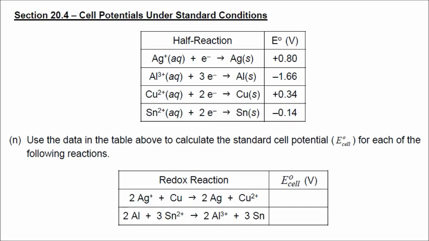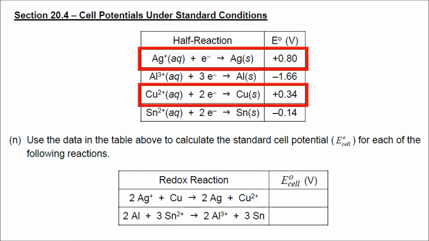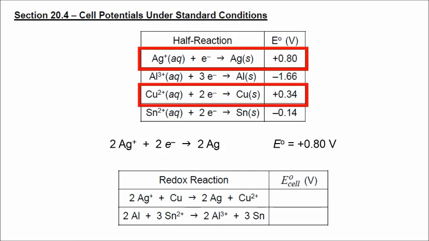Now we're going to have to flip one of these half reactions around, since you can't have 2 oxidations and you can't have 2 reductions. So one of these is going to have to get flipped to turn it from a reduction to an oxidation. So we have our silver and our copper half reaction. We're going to take that silver half reaction and we're going to multiply it by 2. However, we do not multiply the voltage by 2.